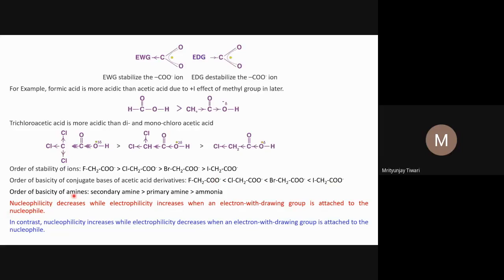Now, the order of basicity of amines, one can also see because of the electron donating effect. The secondary amine is more basic than primary, and the primary amine is more basic than ammonia. So usually what we see is that the electron donating group increases the electron density of nitrogen, and so the secondary amine, which has two alkyl groups on nitrogen, should follow this trend: the secondary amine, primary amine, and then tertiary amine as well. So the secondary amine is more basic than primary amine, that is more basic than ammonia.